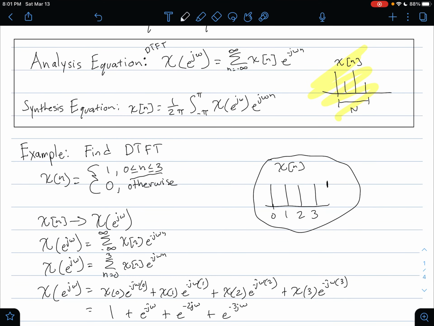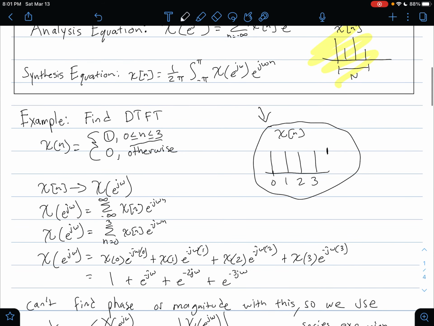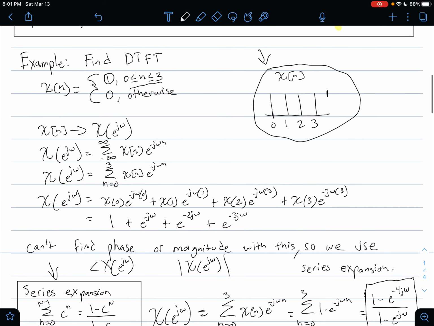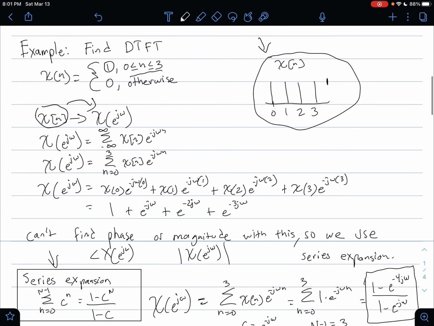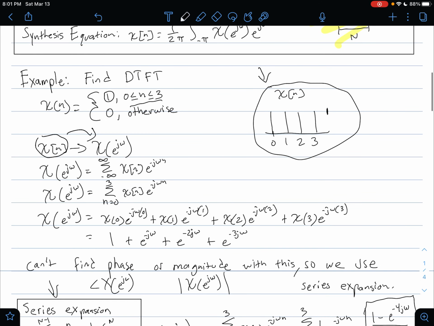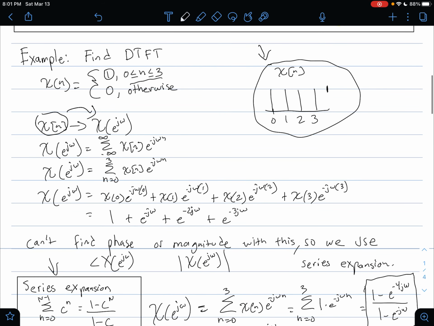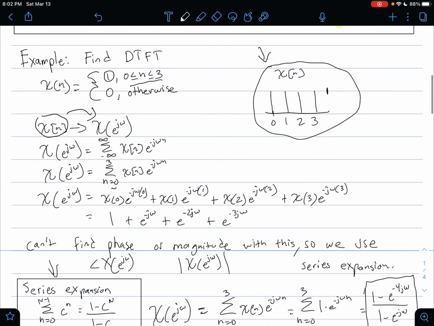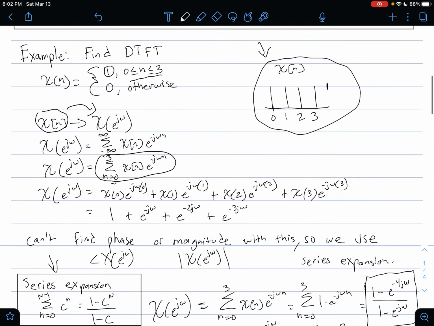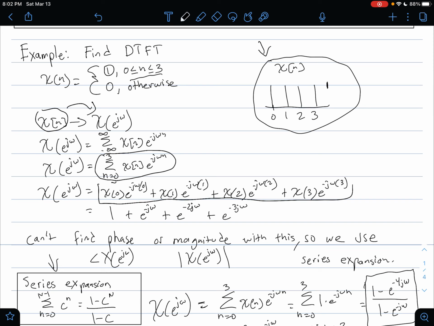We are given a signal that equals 1 from 0 to 3 and equals 0 otherwise. I've drawn a picture here to give you a better representation of the signal. What we want is to turn our discrete time signal into a frequency response. So we use the analysis equation, and we know that from 0 to 3 it equals 1, so we plug that in here. We sum n equals 0 to 3 of x of n e to the negative j omega n. Now we find the expansion of this, and we get this here.